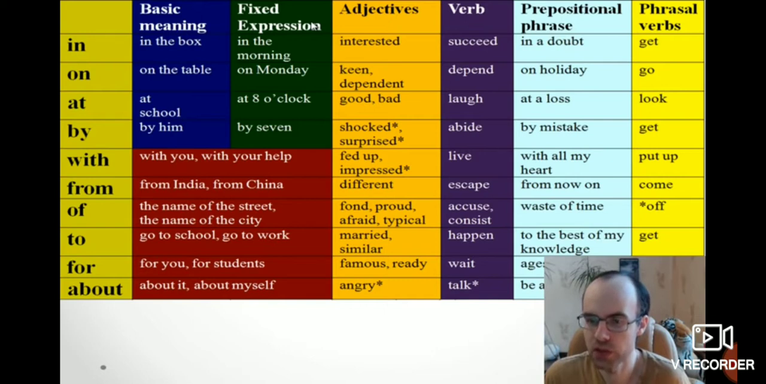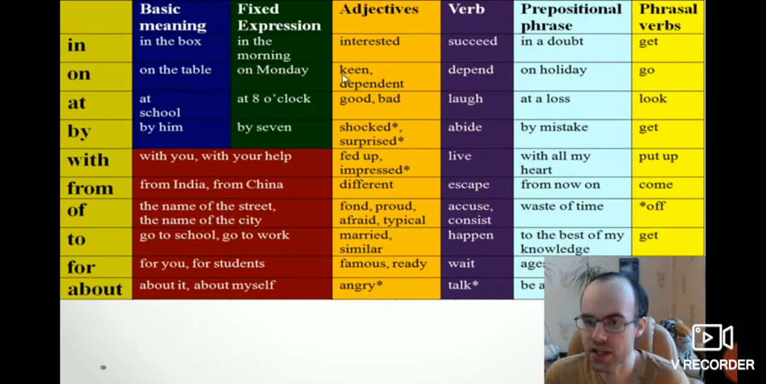If you want more, if you want to have an advanced level, you need to understand what prepositions we use with adjectives, with different adjectives. So we use different prepositions with different adjectives. For example, in. You need to remember, we say interested in. I'm interested in. For example, I'm interested in this hobby. Or I'm interested in this thing.